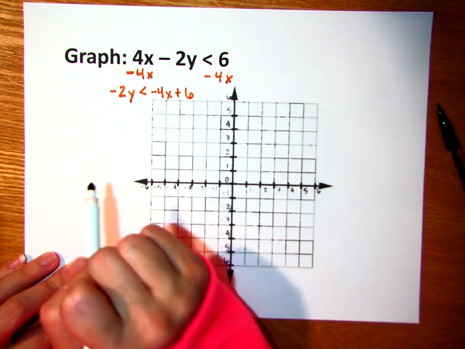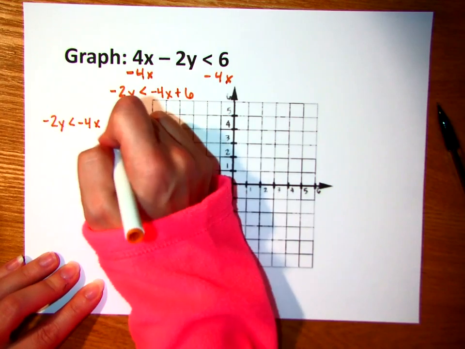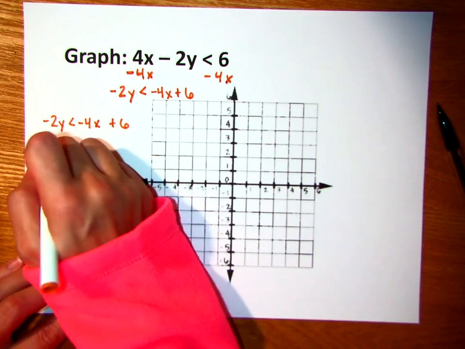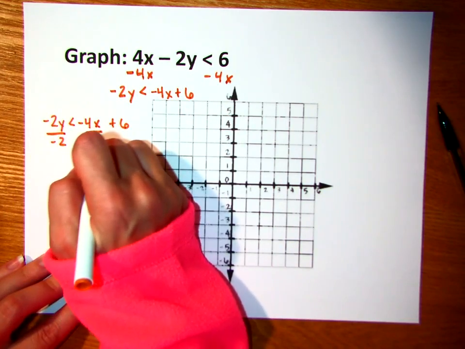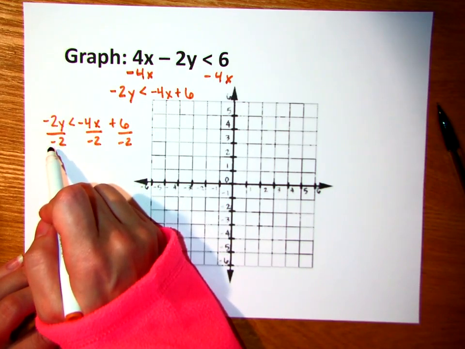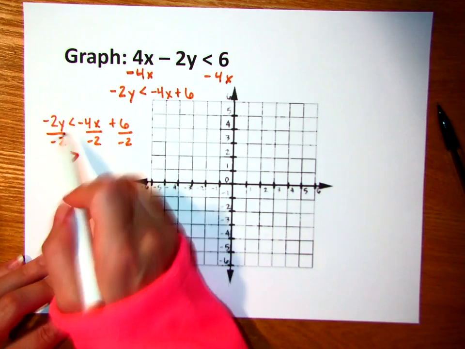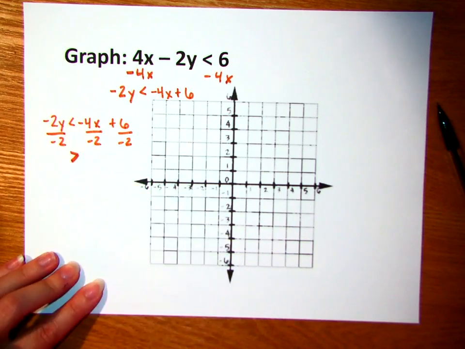Now I want to get rid of this negative 2. So how do I get rid of it? Well, we're going to divide every single thing by negative 2, but there's a catch. When I divide every single term here by negative 2, anytime you multiply or divide by a negative number, it flips your inequality sign. So we've now gone from less than to greater than.